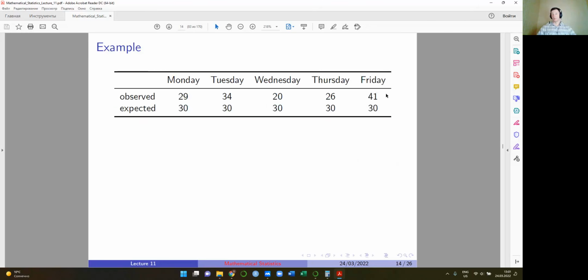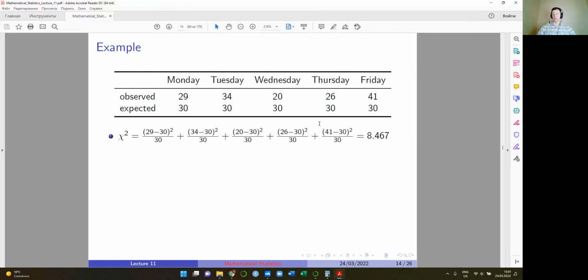Well, we know that the observed number of reports published on every weekday is here: 29, 34, 20, 26, 41. We know that under the null hypothesis, the expected number of reports published, if there is no particular deviation, or there is no particular difference in probability that the report is published on Monday, Tuesday, and Wednesday, and so on, is going to be 30.